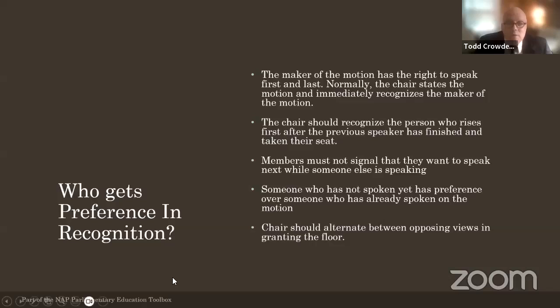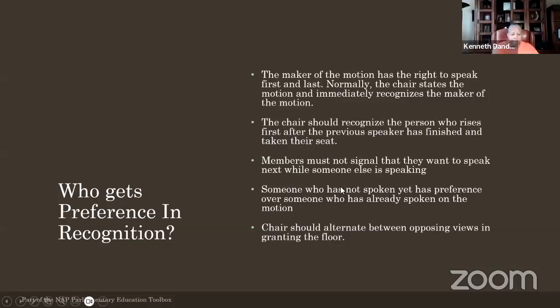So that's the way Robert puts it: whoever rises first. But yes, whatever your electronic equivalent of rising is. But in a real room, you stand up and address the chair.